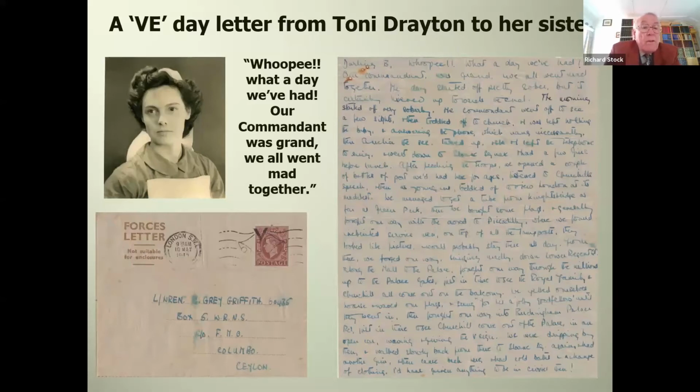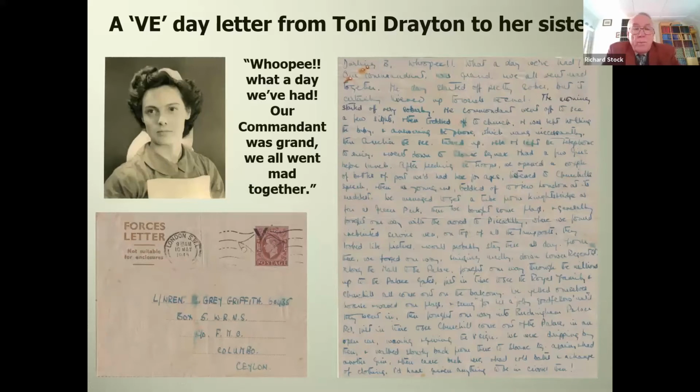This is a very, very ordinary Forces air letter to Ceylon, as it then was, by Tony Drayton, whose sister was serving with the Wrens in Colombo. The key thing here is the postmark, the 10th of May, 1945. And this air letter describes in graphic language the scenes in London following the VE Day or during the VE Day celebrations.